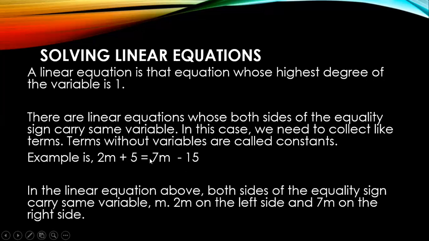Okay, and there are also terms without variables. If you look at this expression on the left-hand side and on the right-hand side, you will see that there is plus 5, a constant. It's a number that is not going to change. It has no variable attached to it, and it's the same as minus 15. So in the linear equation above, you can see that both sides of the equality sign carry the same variable. There is m here and there is also m here. And you can see that 2m is on the left-hand side and 7m is on the right-hand side. This is 2m and this is 7m.